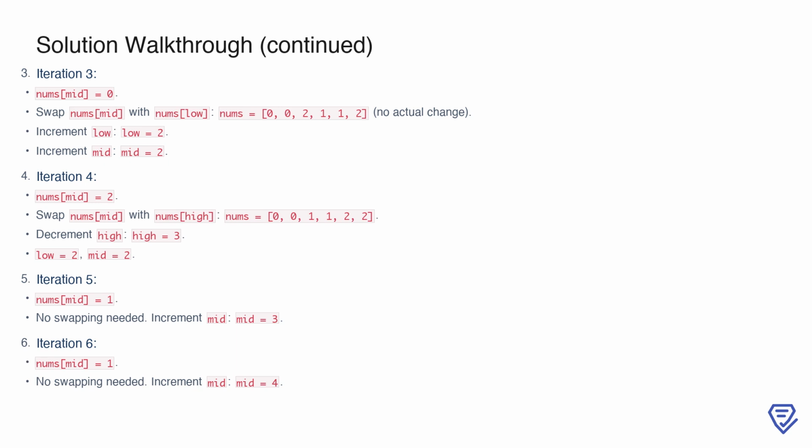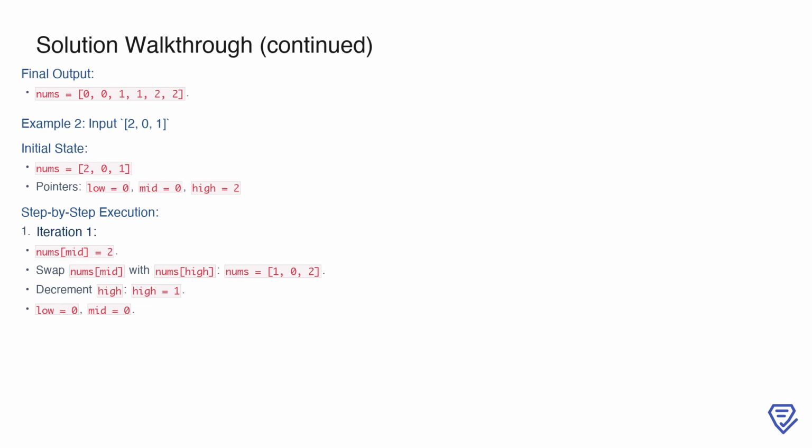Next, in iteration 4, the value at mid is 2, which needs to be moved to the end. We swap nums[mid] with nums[high], updating the array to 0, 0, 1, 1, 2, 2. After this, high is decremented to 3, but mid stays at 2 to check the swapped value. In iteration 5, nums[mid] is 1, which is already in the correct position. Therefore, no swaps are needed, and we simply increment mid to 3. Similarly, in iteration 6, nums[mid] is again 1, so no swapping occurs, and mid is incremented to 4, completing the process for this array. The final state of the array after processing is 0, 0, 1, 1, 2, 2, which is fully sorted.